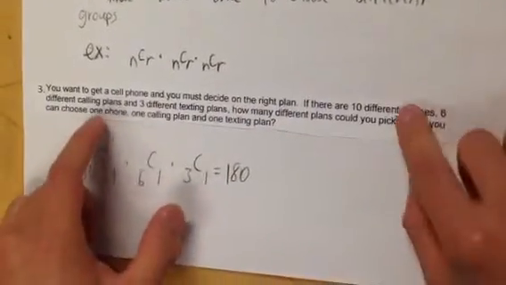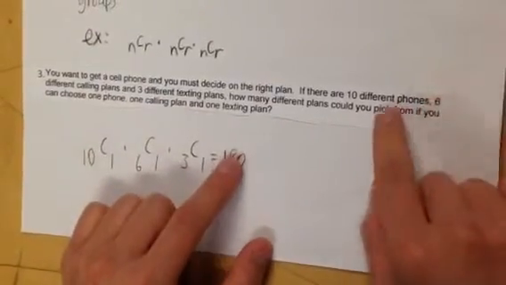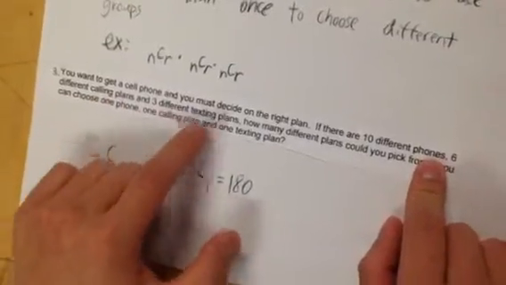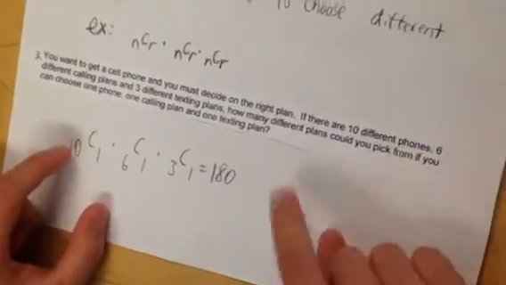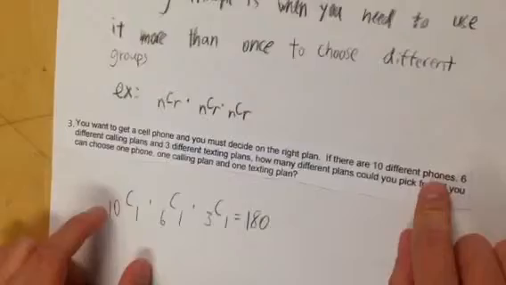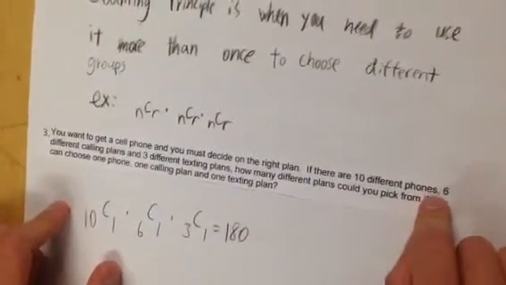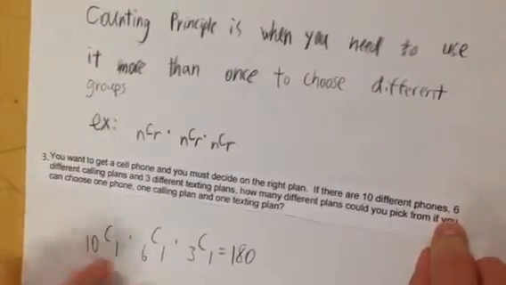Here we can see there's 3 different groups we're picking from. It's the different phones, different calling plans, and different texting plans, and we can only choose 1 for each of them. So you multiply them all together, and the order does not matter for this problem, so use combination.